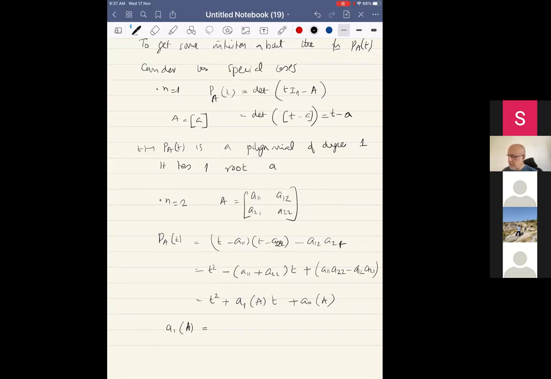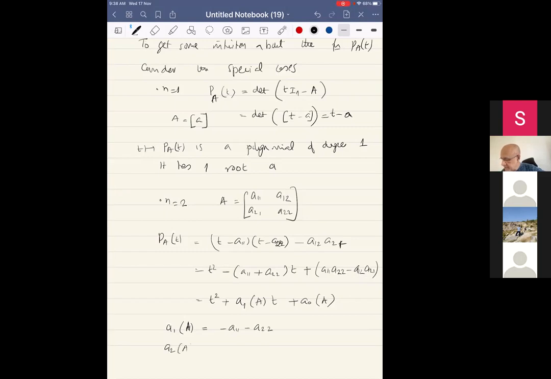Remember, this is the definition of a1(A). a1(A) is the coefficient multiplying t in this expression. So what is a1(A) for this case? Minus a11 minus a22. Very good.